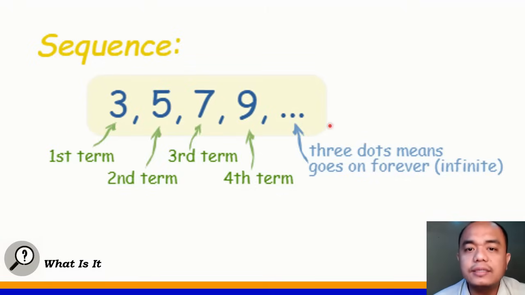Now, sa sequence din class, meron ding ginagamit na tatlong tuldok. 3 dots here means goes on forever or infinite or walang hanggan. Walang katapusan. Okay? Because numbers are infinite. So, kung makakakita ka ng tatlong tuldok, ang ibig sabihin yan is infinite. Walang hanggan. May mga kasunod pang mga numero aside sa ibinigay sa sequence. Is that clear? Okay, very good.